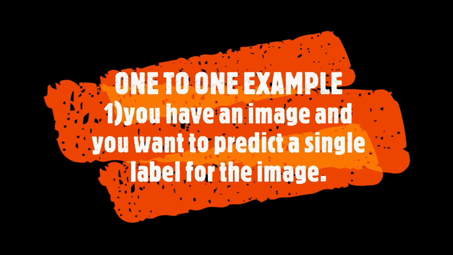Sequence problems can be broadly categorized into the following categories: one-to-one, many-to-one, one-to-many, and many-to-many. So what is one-to-one? Where there is one input and one output. A typical example of a one-to-one sequence problem is the case where you have an image and you want to predict a single label for the image.